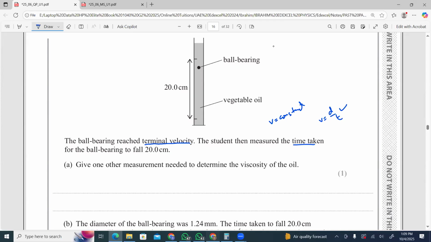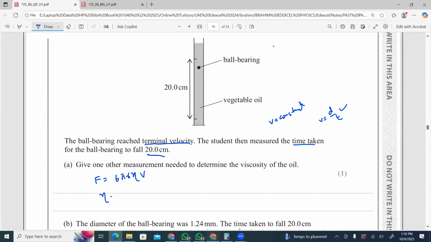So the time taken is something that you need to measure. Okay, give one other measurement needed to determine the viscosity of the oil. So you have to write, first of all, what is viscosity? Viscosity is 6 pi r eta v.